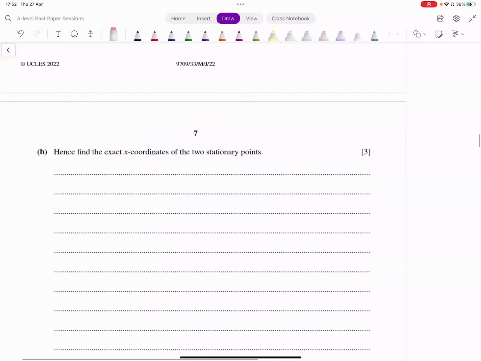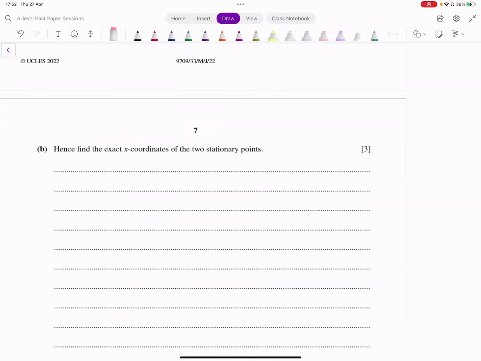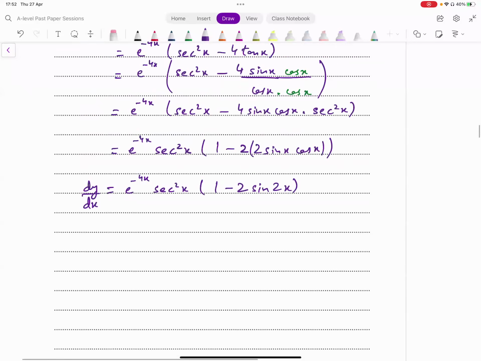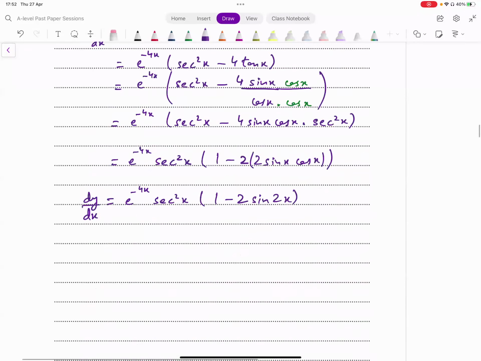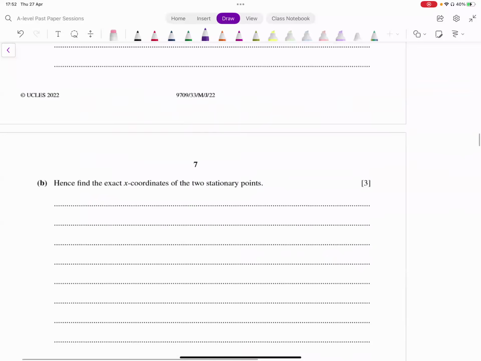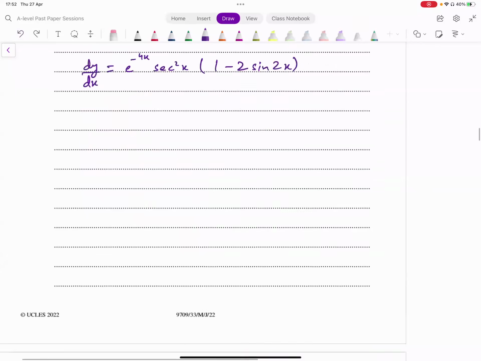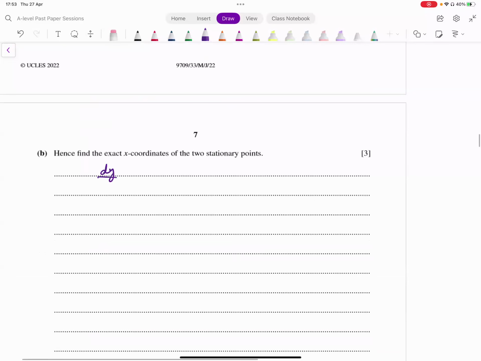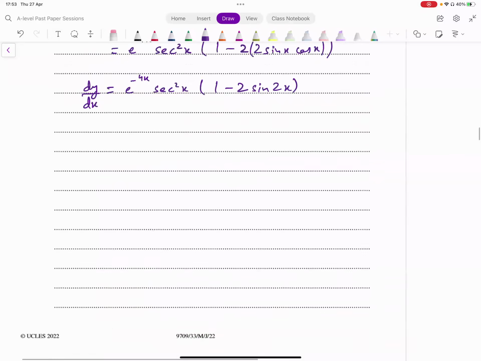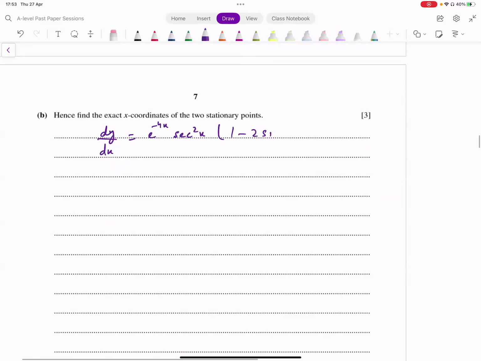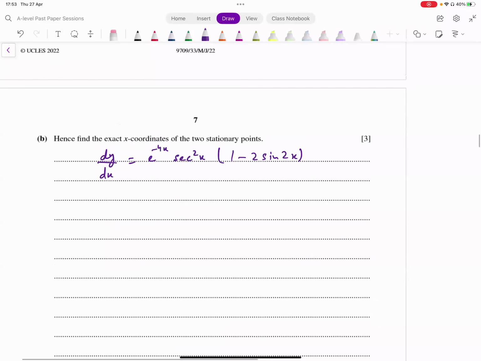The second part says, hence find the exact x coordinates of the two stationary points. How can we find stationary points? You have the derivative, equate the derivative to 0. That's all that we have to do here. So dy over dx, what is that? Dy over dx is e raised to power minus 4x into secant square x multiplied by 1 minus 2 sine of 2x. What we do is we put this derivative equal to 0.